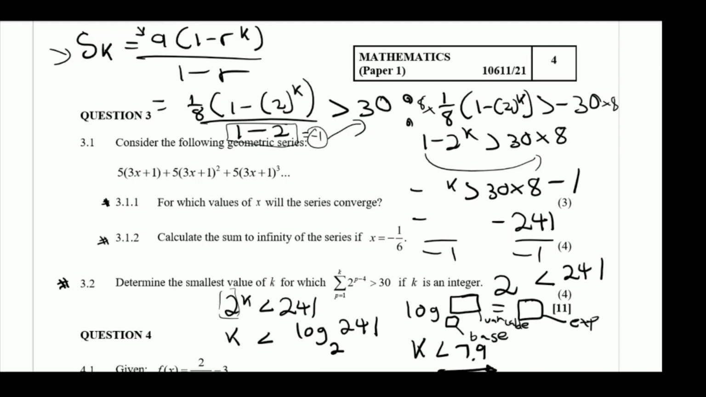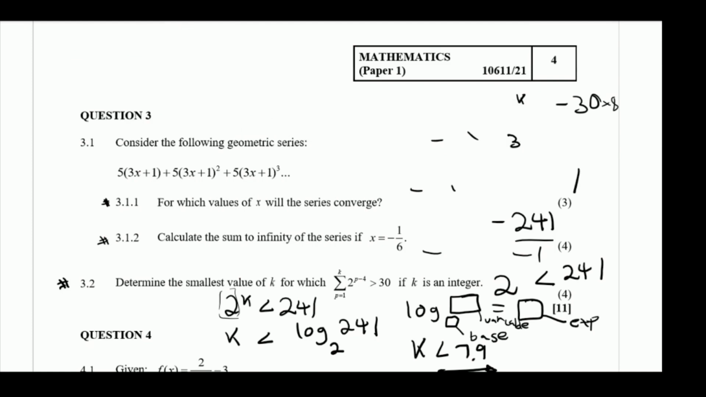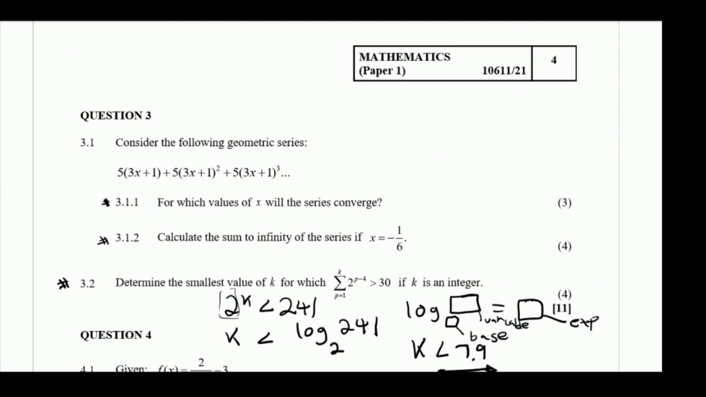So how you conclude is this, because you're not done. You got k is less than 7.9. That's what you got as your answer, right? So what you need to do is go back to the question. What does the question want? It wants solutions of k such that the sum will give you greater than 30.